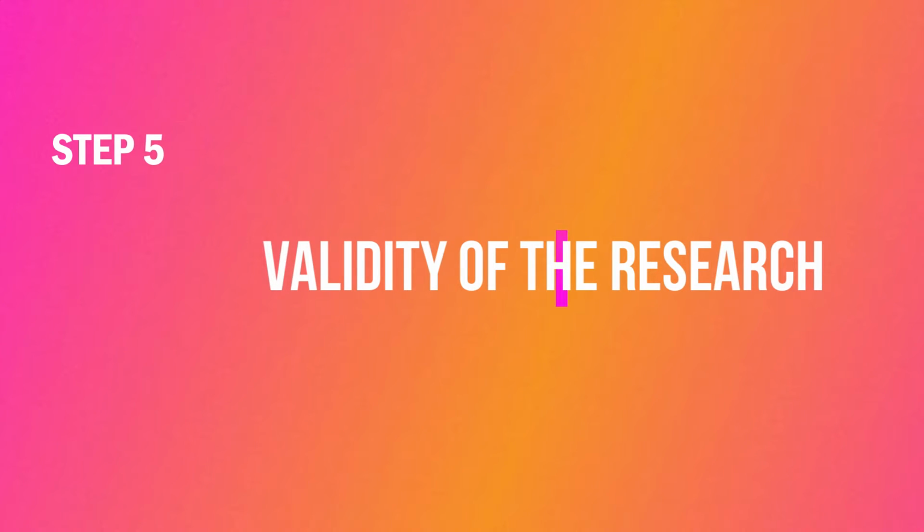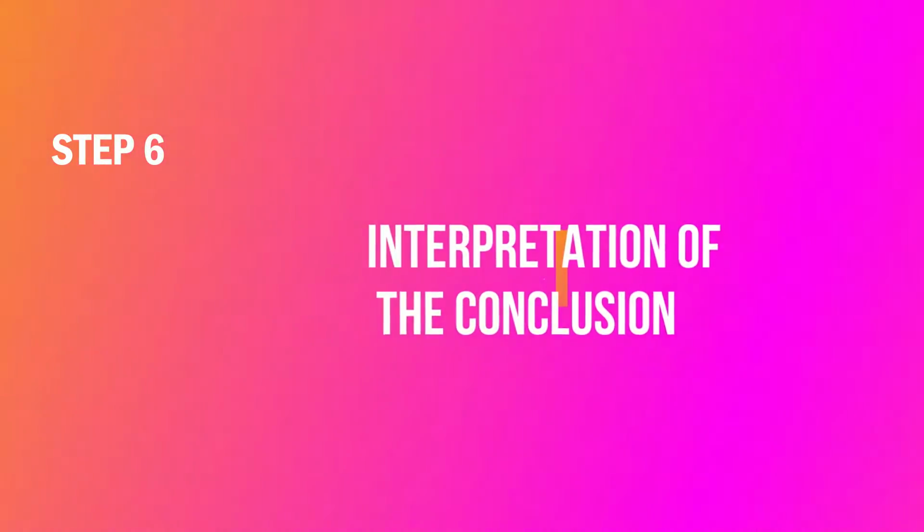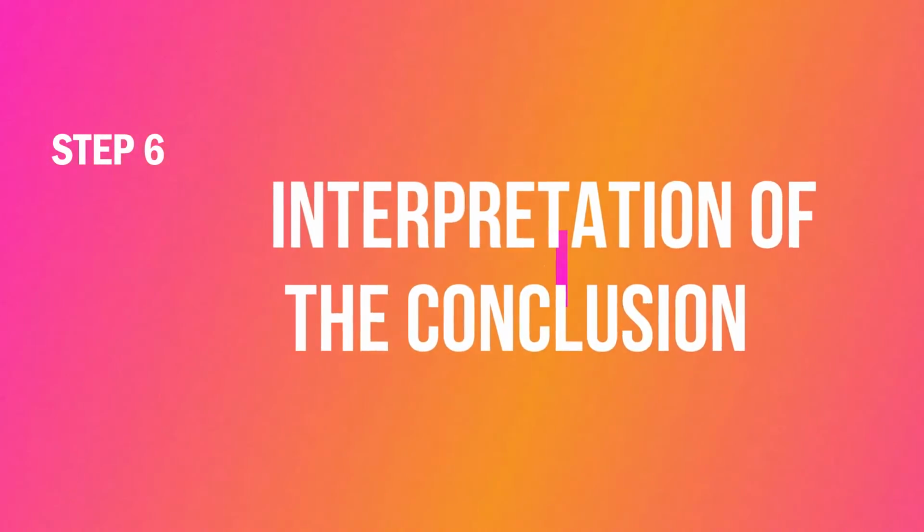The researcher needs to validate the significance of their research. They need to be cautious regarding the extent to which their findings would be valid, significant, and helpful in interpreting and drawing inferences from the obtained result. Step number 6 is on the interpretation of the conclusion.